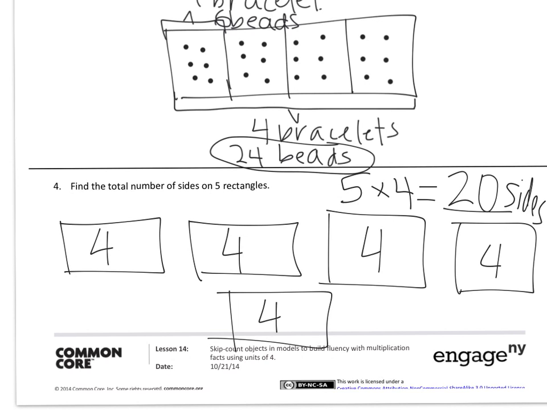Is that what you got when you solved it? Hopefully. That's all for today's lesson on skip counting objects in models to build fluency with multiplication facts using units of 4. Don't forget to save because you'll see problems that look a lot like this for your lesson 14 word work.